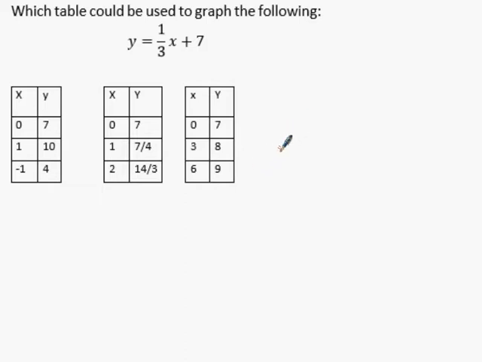Which table could be used to graph the following expression? The equation is y equals 1/3 x plus 7. All right, it's pretty straightforward.